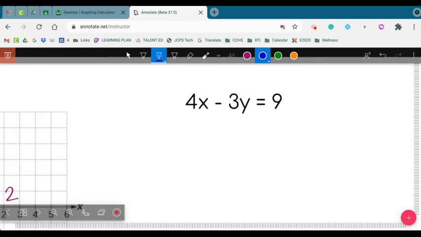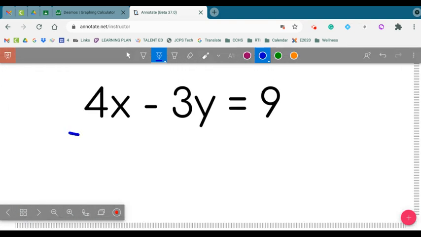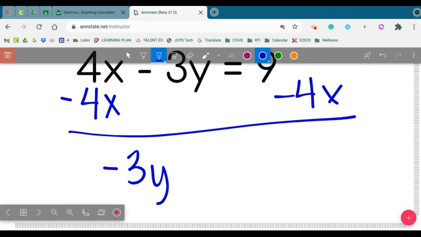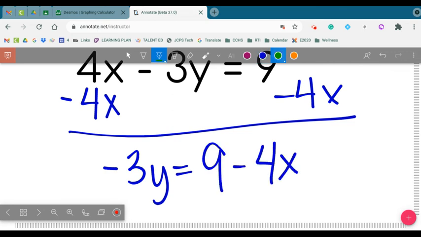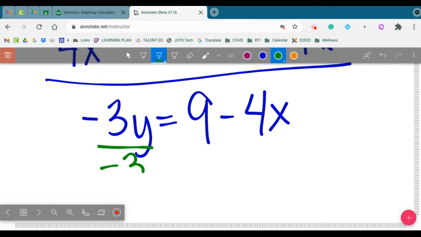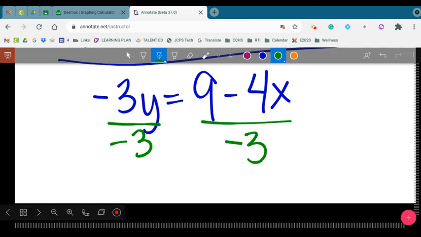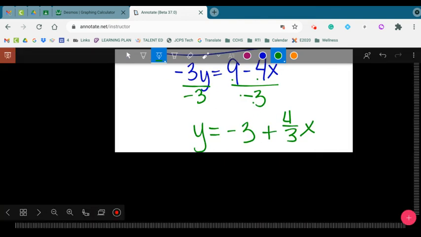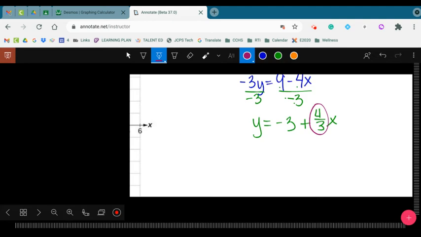Our last one is what we just did. So we have to get y by itself. So we're going to subtract 4x. We get negative 3y equals 9 minus 4x. And then we have to get y by itself, so we divide by negative 3. So you get y equals negative 3, and then negative 4 divided by negative 3 is going to give you a positive 4/3 x. So on this one, our slope is the 4/3.